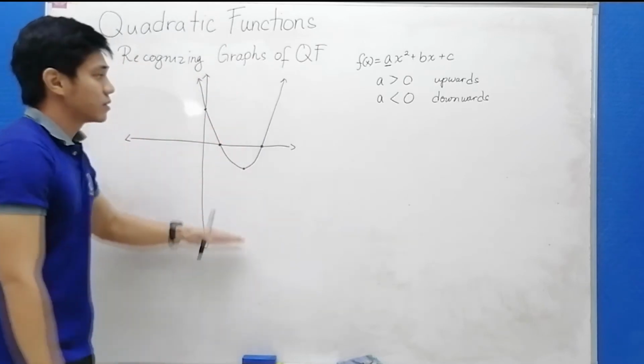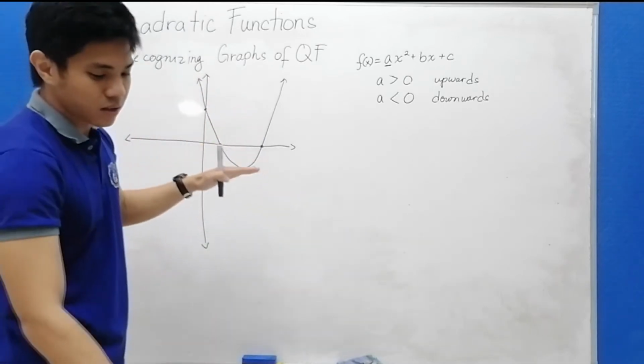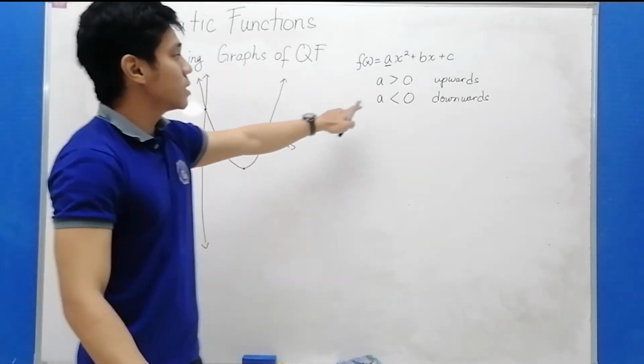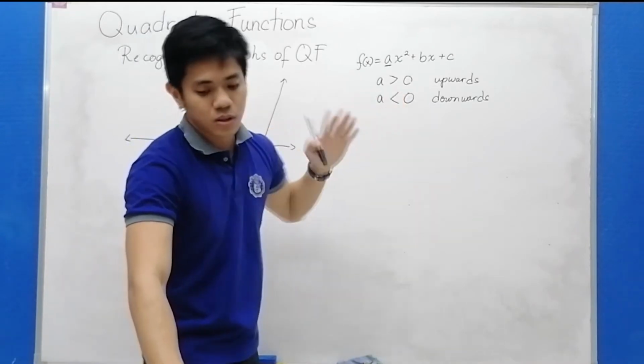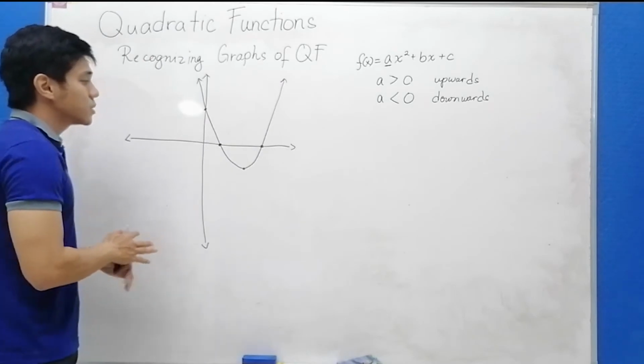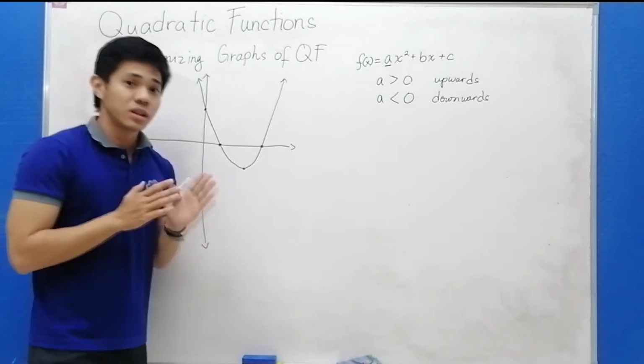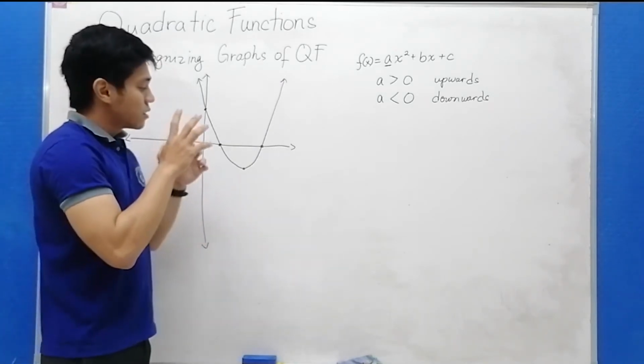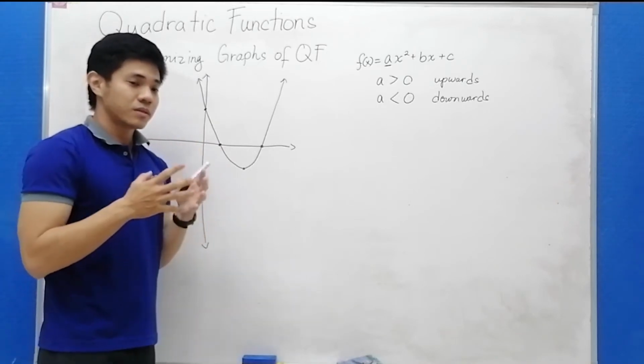So now let's look at the graph. As we can see, the graph is opening upwards, right? So we know that A's value is greater than 0. But let's talk about the parts of the graph. There are multiple parts in a parabola that we need to take note of. But first, let's talk about the vertex.